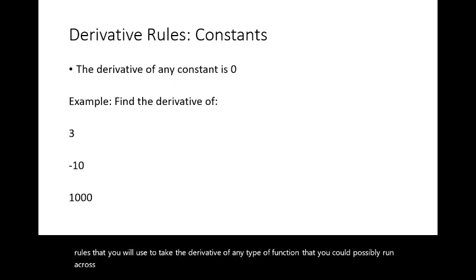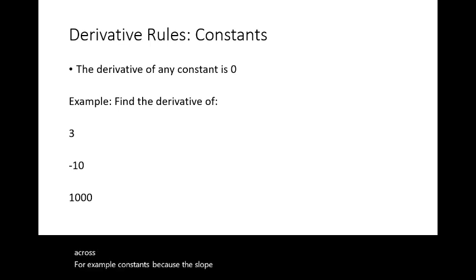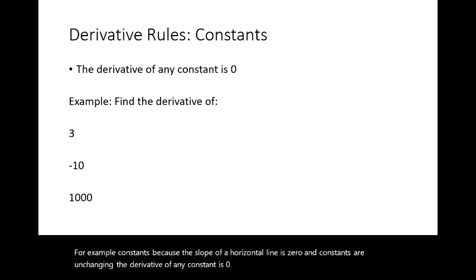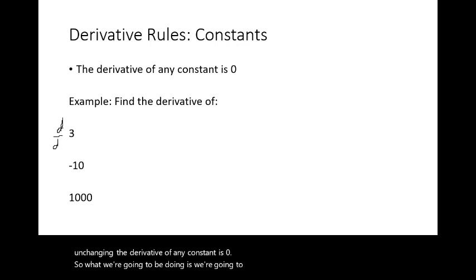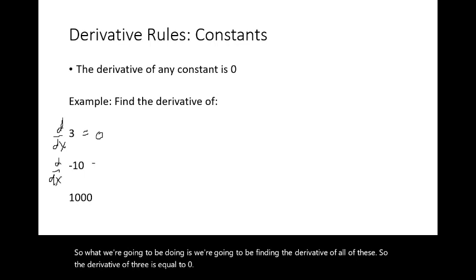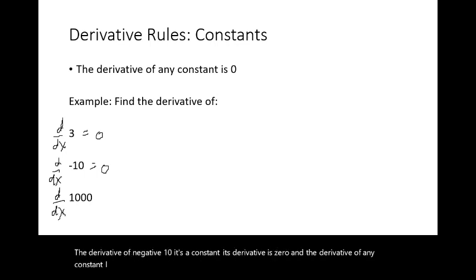For example, constants. Because the slope of a horizontal line is 0 and constants are unchanging, the derivative of any constant is 0. So what we're going to be doing is finding the derivative of all of these. The derivative of 3 is equal to 0. The derivative of negative 10, it's a constant, its derivative is 0. And the derivative of any constant, I don't care what it is, is 0. So the derivative of 1,000 is 0.